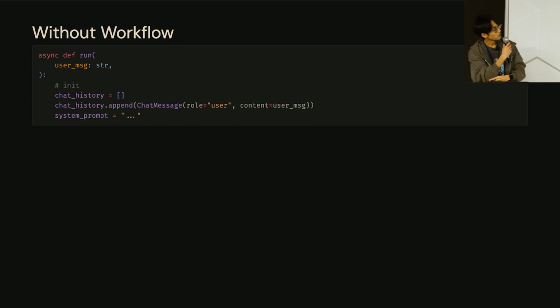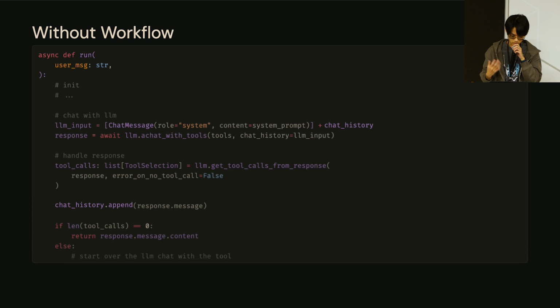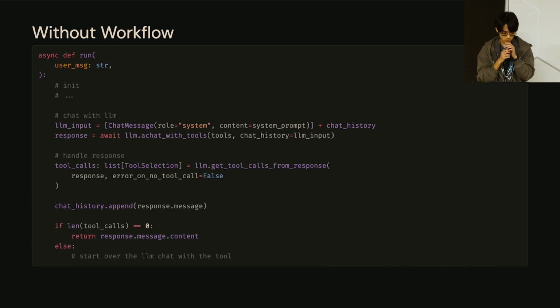Imagine we just start from scratch and we don't use any framework. We might first define a function, call it run, and give it a user message. Our initial step has a chat history, then we append our user message and give a simple system prompt. After that, we can just call an LLM. Then if there's no tool call, we return the message.